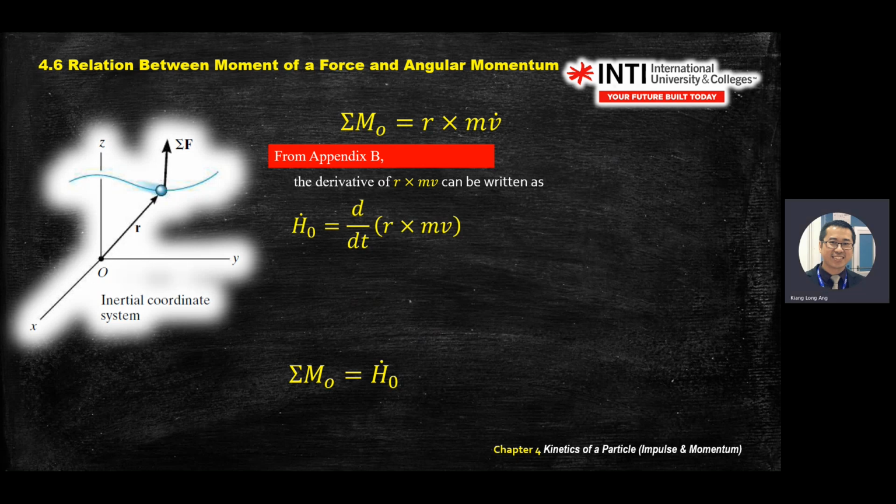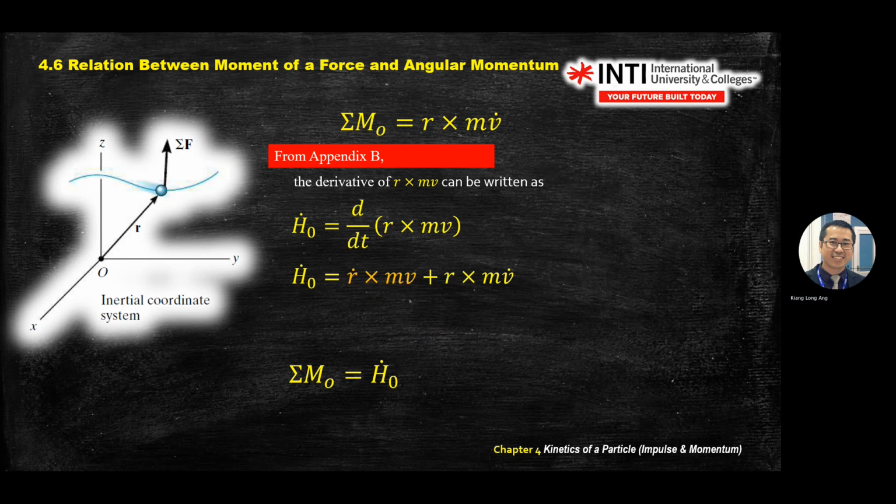your h dot, what do I mean by h dot? Just now we defined h, angular momentum, equal to r cross mv, right? Makes sense? And then you see there's a dot above the capital H here. It means you time differentiate the r cross mv. So do you see d over dt here? Okay.